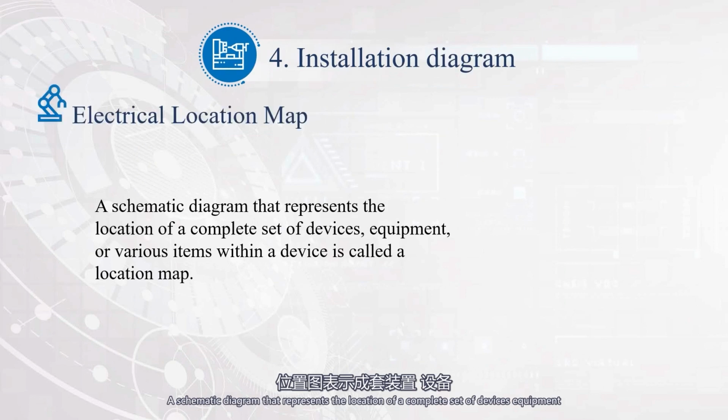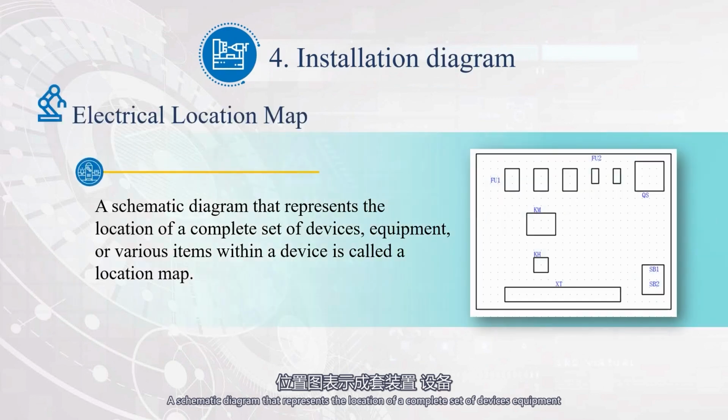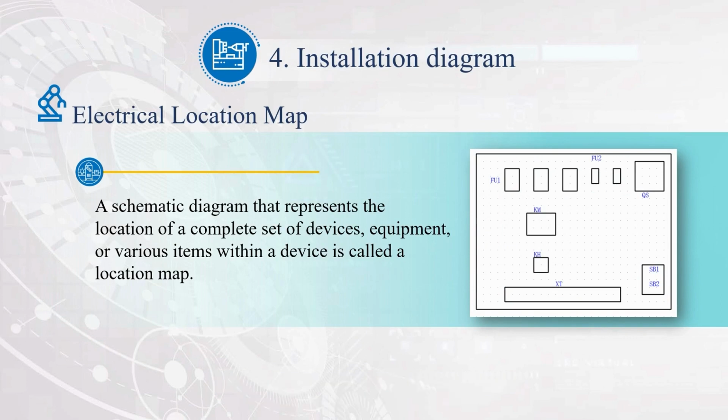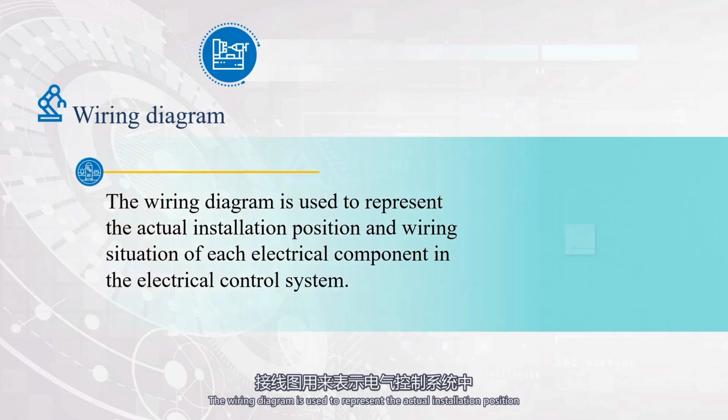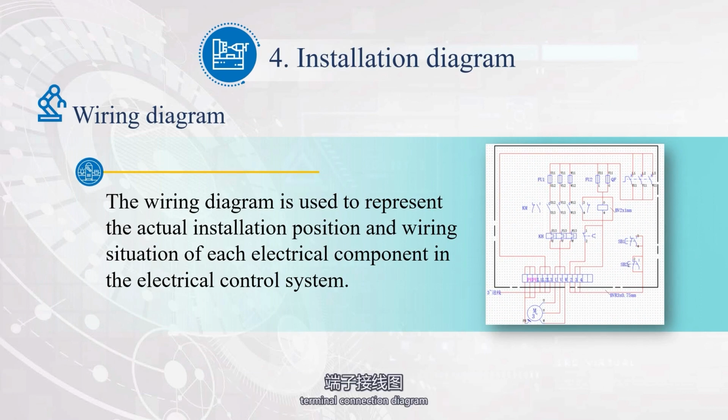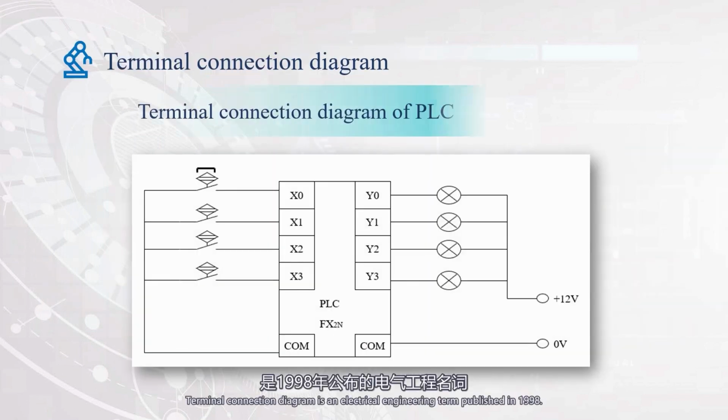A schematic diagram that represents the location of a complete set of devices, equipment, or various items within a device is called a location map. The wiring diagram is used to represent the actual installation position and wiring situation of each electrical component in the electrical control system. Terminal connection diagram is an electrical engineering term published in 1998.